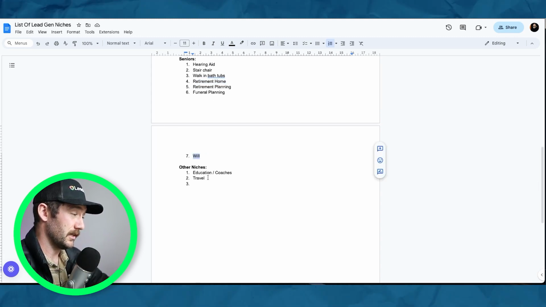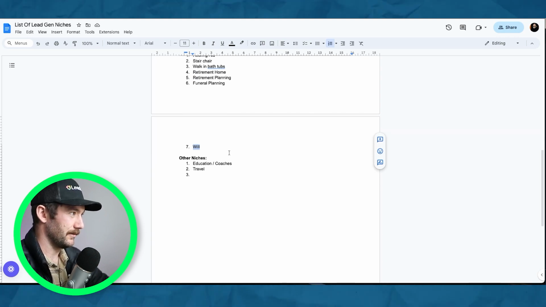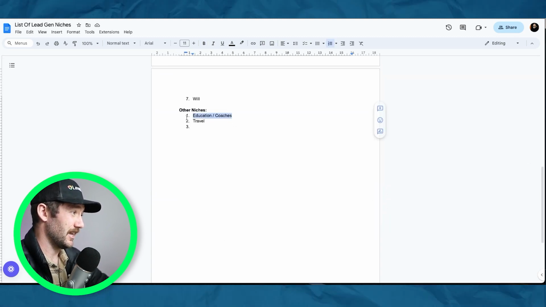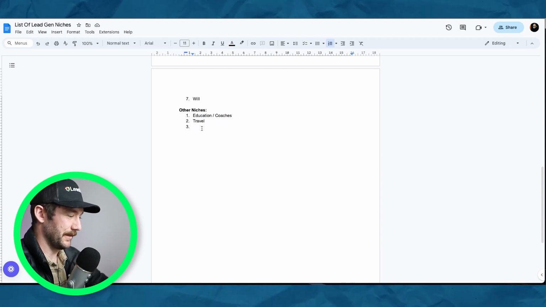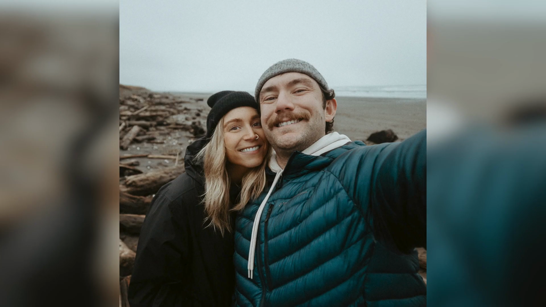I know people who are crushing it in wills and testaments. Interesting. Funeral planning is not the funnest thing to work in, depending on who you are. Other niches, I was thinking education, coaches, travel. I don't know why this came to mind, but divorce or divorce lawyer, that would be illegal. Obviously, I'm not getting a divorce. I'm very much in love with my wife.